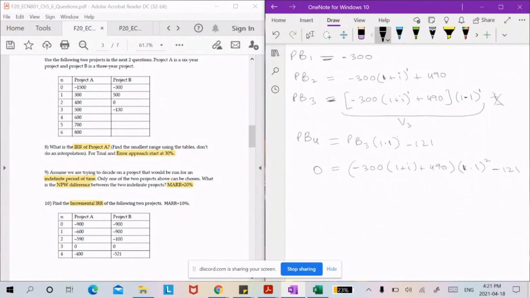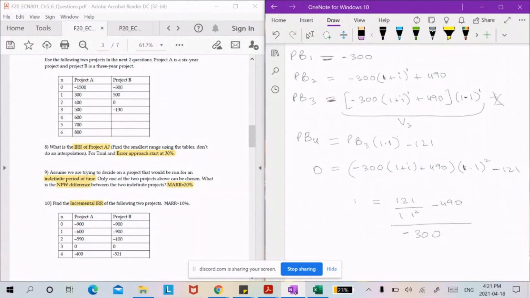So I'm going to rearrange this so that only 1 plus I is left on the side. Basically, you take the minus 121 to the other side, so it's going to be 121. Divide that by this 1.1 square. Then take this 490 to the other side, minus 490. Divide that by this minus 300. Okay, you've taken everything else.